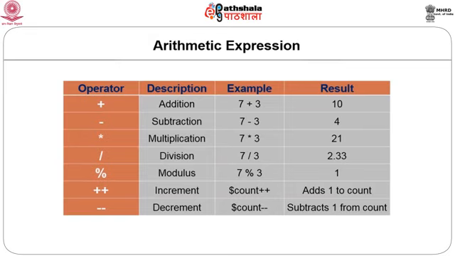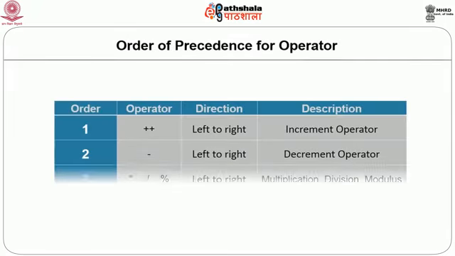7 plus 3 is 10, 7 minus 3 is 4, etc. Modulus gives the remainder: 7 modulus 3 means 7 divided by 3, so the quotient is 2 but the remainder is 1. In the same way, count plus plus is increment, adding 1 to the variable, that means add 1 to count, and count minus minus is subtract 1 from count.